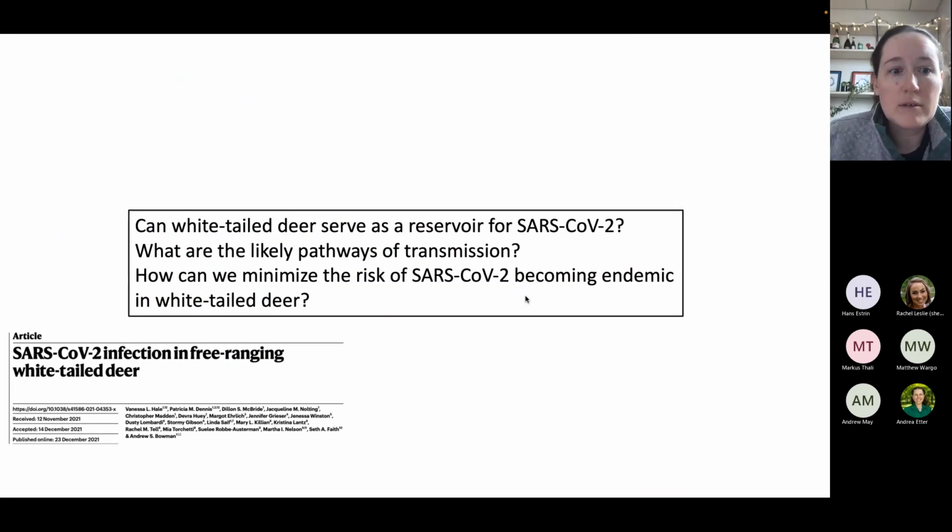And the primary questions to come out of this project, or what spurred it from the beginning, are whether white-tailed deer serve as a reservoir for SARS-CoV-2, which I think the evidence is indicating now that they really can. What are the likely pathways of transmission between deer and between people? And the larger question of how the risk can be minimized of SARS-CoV-2 becoming endemic in white-tailed deer.